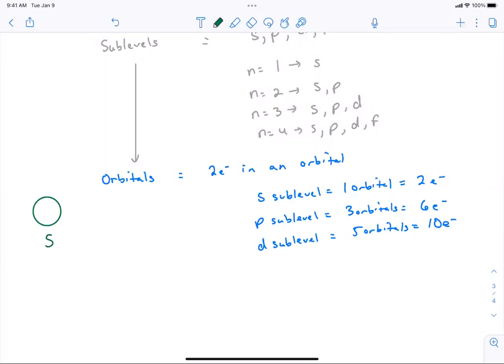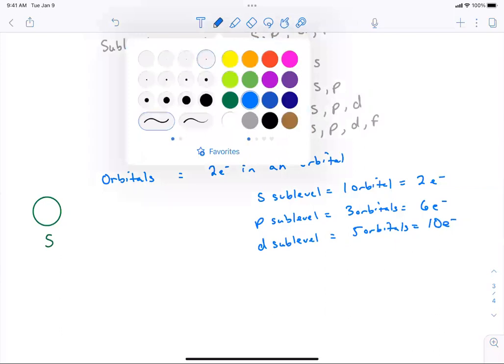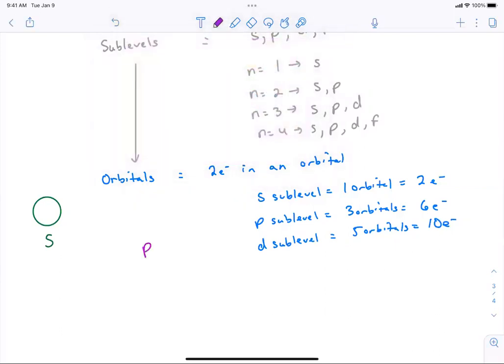So the P orbital has 3 orbitals, and they are divided by the axes on a graph. There is an X orbital. That's a figure 8. There's a Y orbital. That's a figure 8. And there's a Z orbital. That's a figure 8. So PX, PY, and PZ. But those are the only shapes you have to know. You don't need to know D sublevel or F sublevel, just those 4.